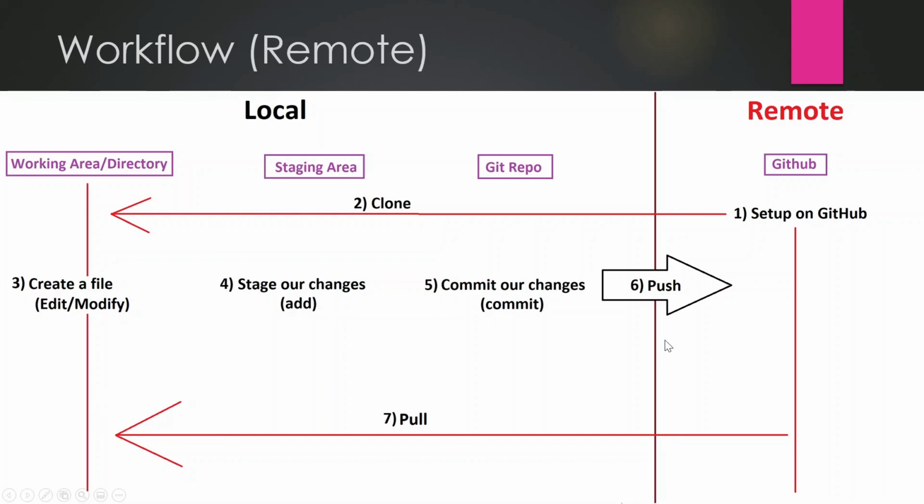So this is the basic workflow. I'll just repeat it. You have to set up the repository on GitHub, clone it in your local, then create or modify a file, stage the changes, commit the changes, and then just push. If there is any change on the remote repository, just pull it into your working area or working directory. So this is very easy to understand, guys.